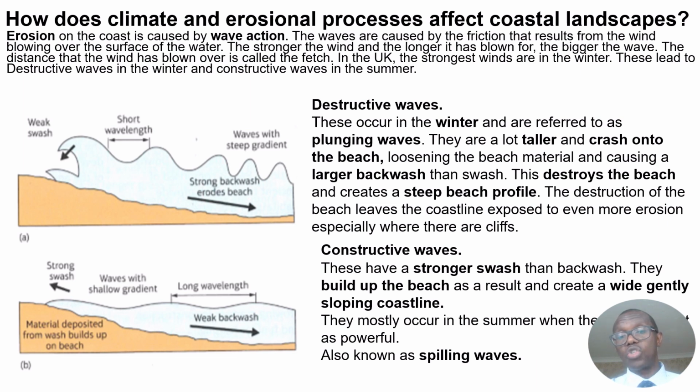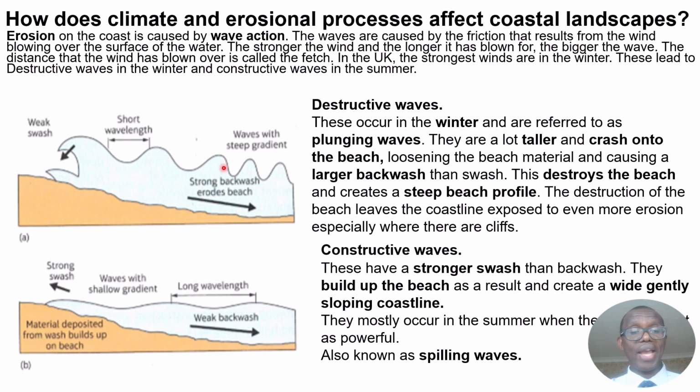And in the UK, the strongest winds are in the winter. And those winter winds normally cause destructive waves. And then constructive waves are in the summer when the winds are not blowing as strong. So destructive waves then. These occur in the winter and are referred to as plunging waves. They are a lot taller and they will crash onto the beach. As you can see here, the wave height is actually fairly high compared to the wave height here for the summer waves, which are the constructive waves.